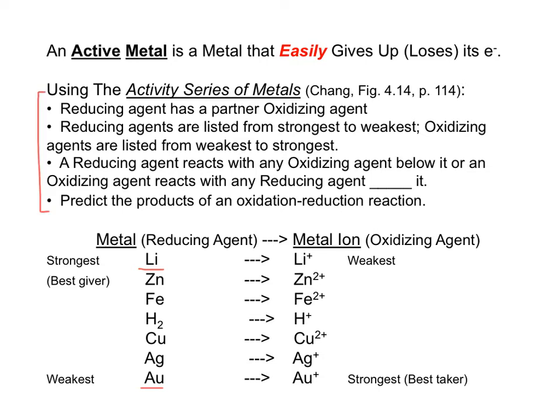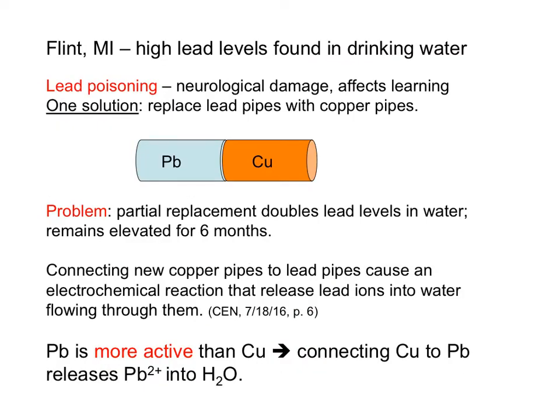Here's an example. Iron reacts with any ion below it on the table, but it will not react with zinc ion or lithium ion. Here's how we can predict the products. If iron reacts with copper 2 plus ion, the products will be copper and iron 2 plus ion. Here's an application of the activity series.